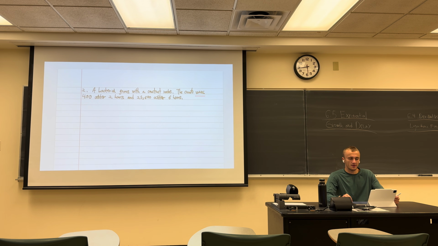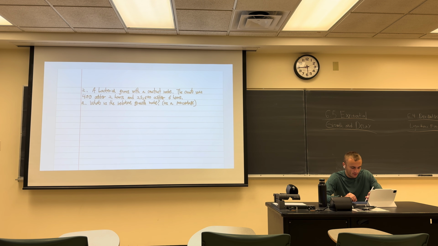For this next problem, we're going to be looking at a bacteria which grows at a constant rate, and the count was 400 after 2 hours and 225,600 after 6 hours. So first, this is a multi-step problem, but first we want to know what is the relative growth, and that's going to be our first part, and it wants to know as a percentage. So that's just going to be moving the decimal around a little bit at the end.